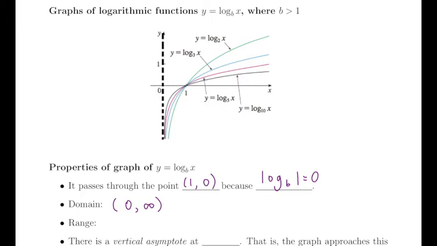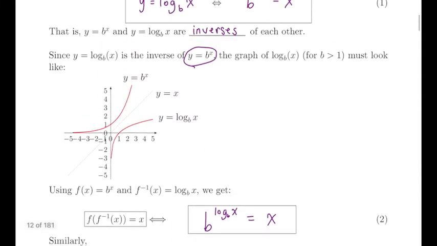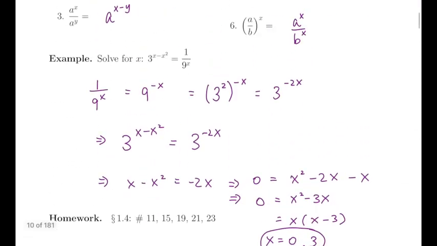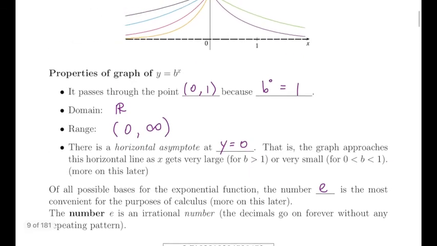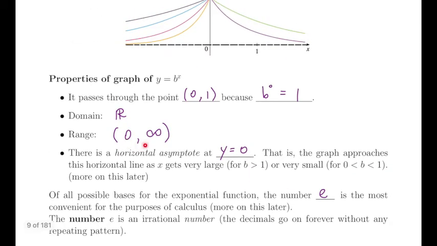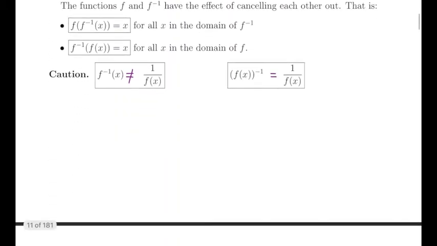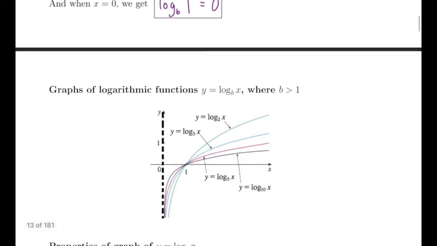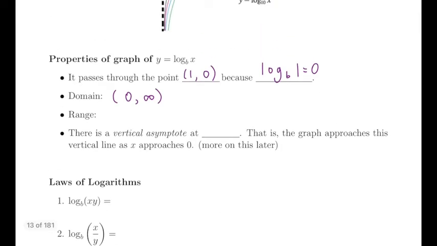Another way to think about the domain of the inverse function is by looking at the range of the original function. Remember, the domain becomes the range and the range becomes the domain. So if you remember, for the exponential functions, the range was 0 to infinity. And that's why the domain of our logarithmic function is 0 to infinity.